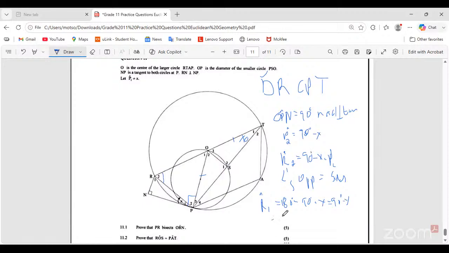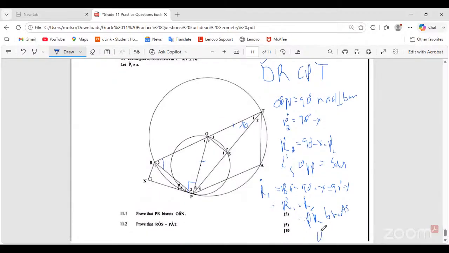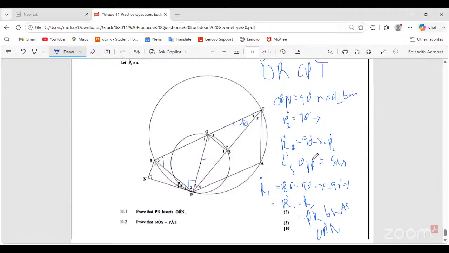Now, we have proved that R1 is equal to R2. Therefore, we've proven that PR bisects ORN. Now you have your beautiful 5 marks inside the pocket.